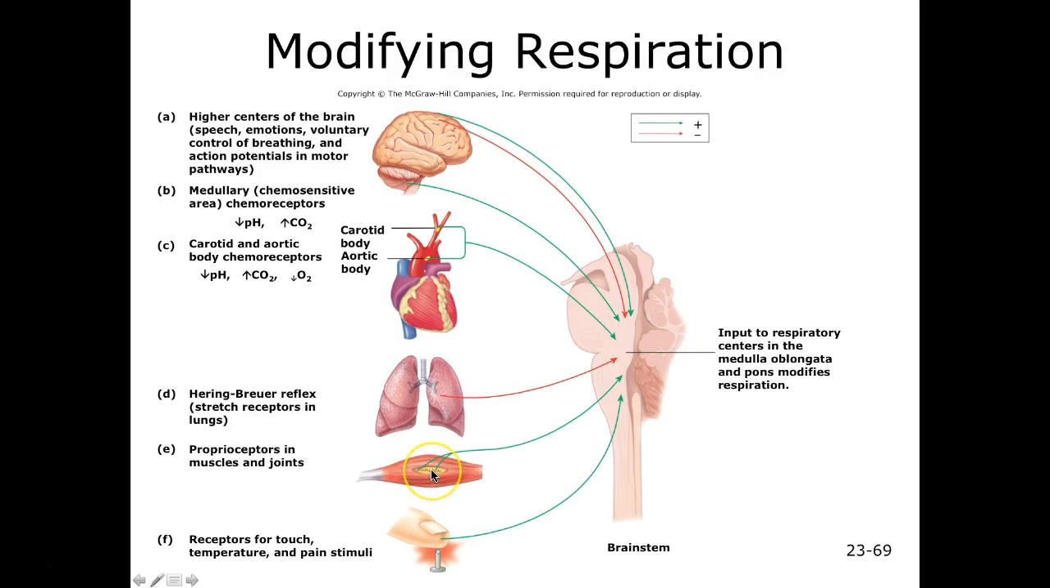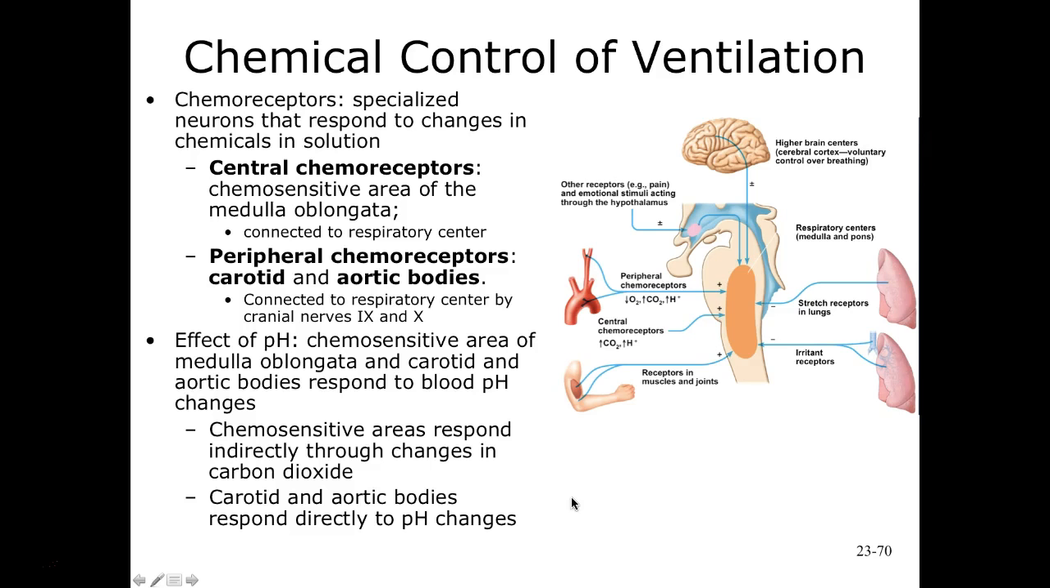We have some proprioceptors in our muscles and joints. And just to refresh your memory, these proprioceptors are sending sensory information to our brain, telling us where our joints are, where our tendons are in space. So knowing where these muscles are in space, as we contract them, that is going to cause an increase in our respiratory centers, in our ventilation. So you can imagine when we're exercising, that's going to cause an increase in ventilation. And then we have our receptors for touch, temperature, and pain stimuli that will increase ventilation as well.